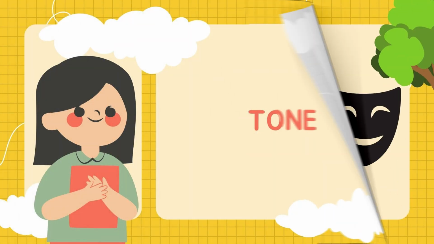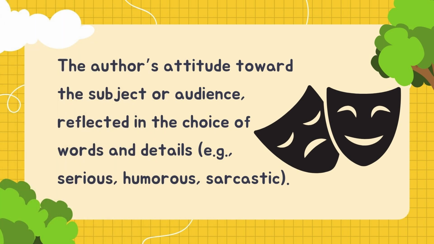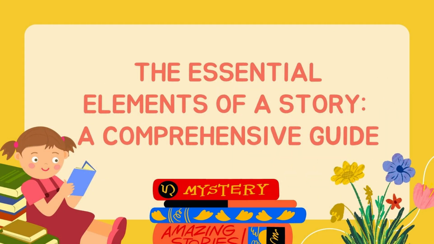7. Tone. The author's attitude toward the subject or audience, reflected in the choice of words and details. Examples are serious, humorous, sarcastic. And there you have it, the essential elements of a story.